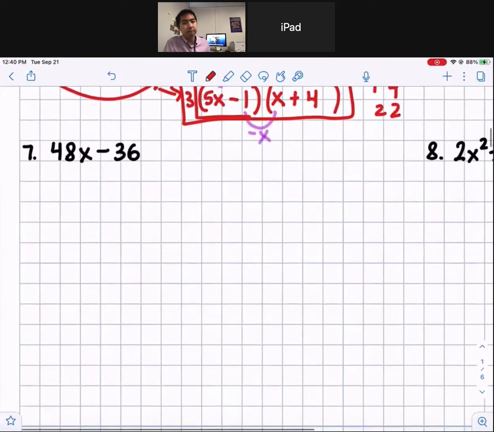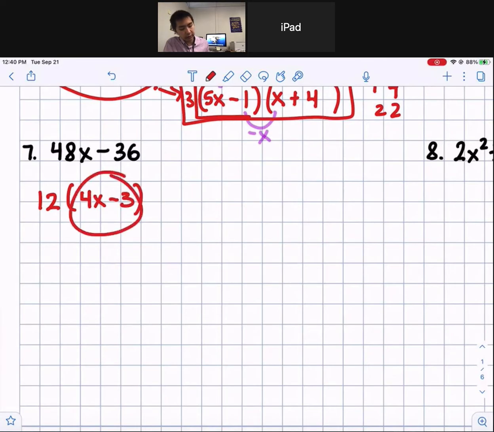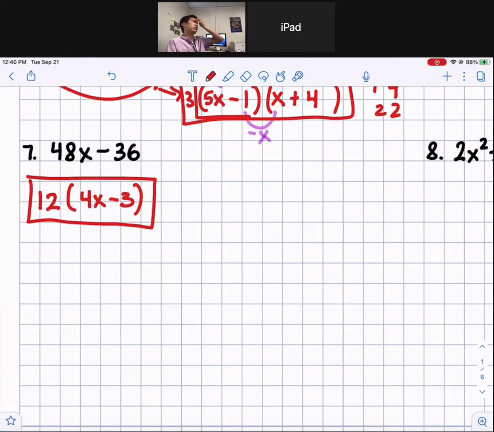Number 7. The only thing you can do here is factor out a 12 from both 48 and 36. 48 divided by 12 is 4x. 36 divided by 12 is minus 3. And that's all you can do. This is not a difference of squares, or a sum and difference of cubes. So that's the only thing you can do, just factor out the GCF.